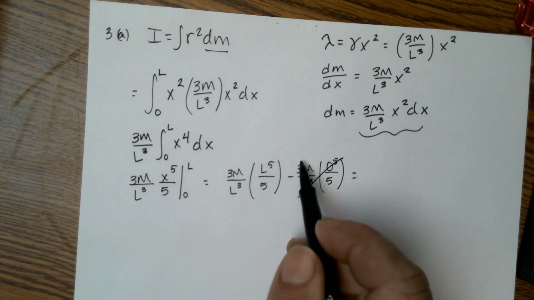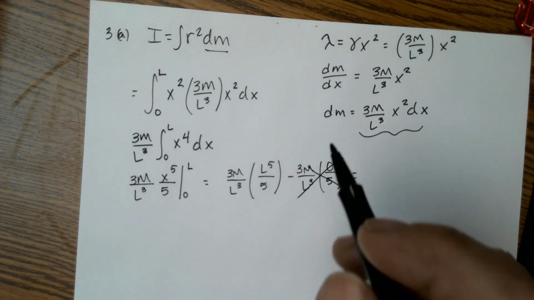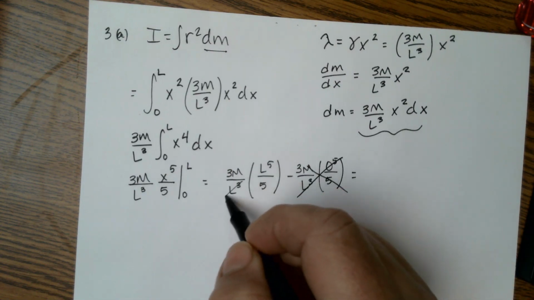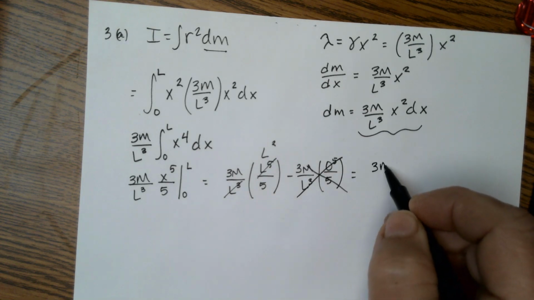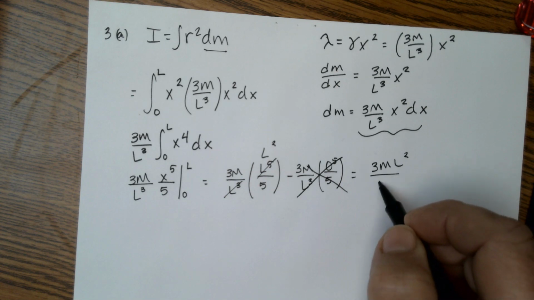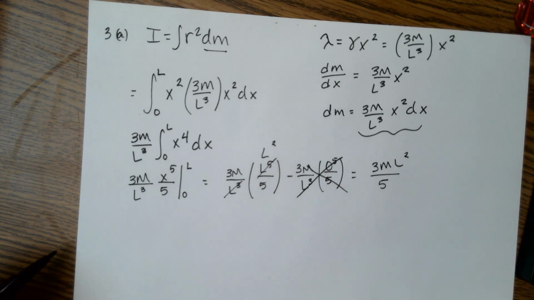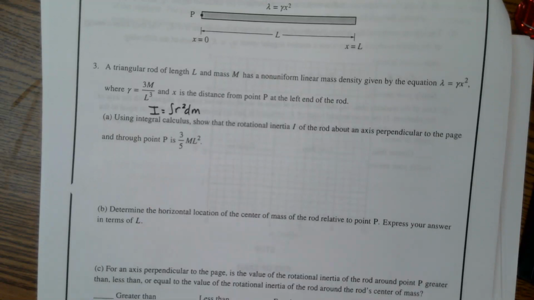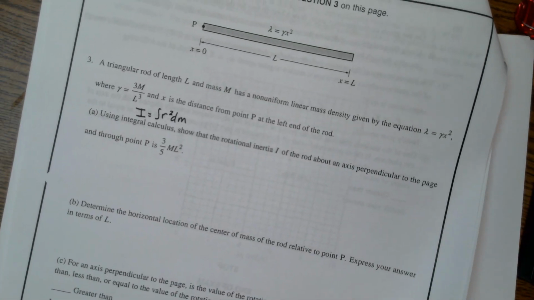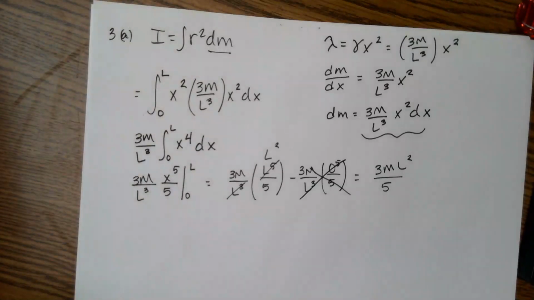So this one just falls out. Those are 0. L cubed and L to the 5th, so I'm going to get rid of this and make this L squared. And I get 3mL squared over 5. And if I go look, what was it they said I needed to get to? 3/5 ml squared. And I'm there. Okay. So there's how we integrate to that.